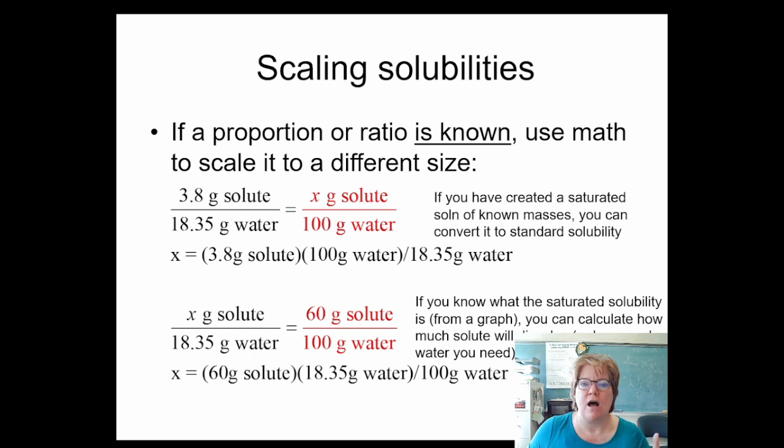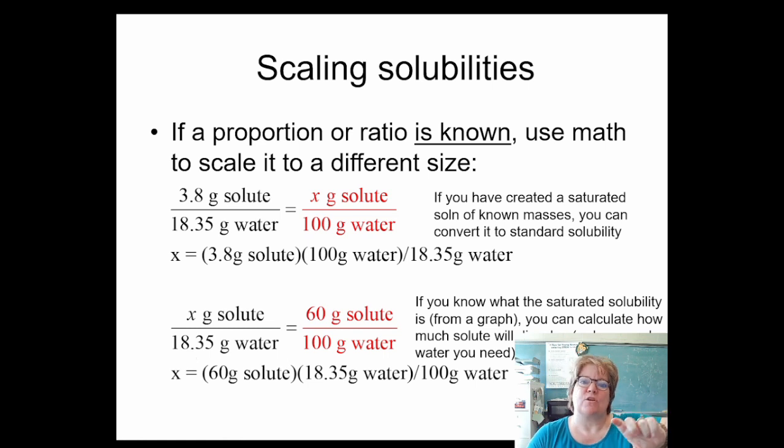Or if I look up a standard solubility on a curve and I don't want to use 100 grams of water, I want to use a different quantity, how much solute do I need? I can scale it to a mixture ratio of a different amount of water. In this case, let's say I looked up on a graph that saturation at a certain temperature is 60 grams of solute per 100 grams of water, but I'm only going to have 18.35 grams of water. I want to know how much it should be for that. So it's the same idea. I'm going to multiply both sides by 18.35, and I solve for x.